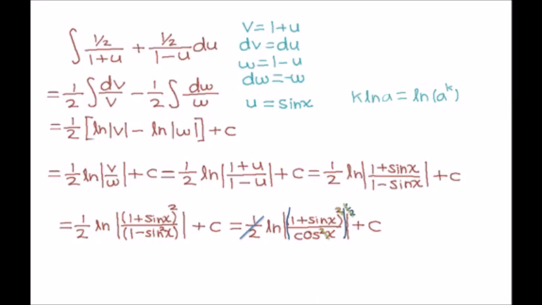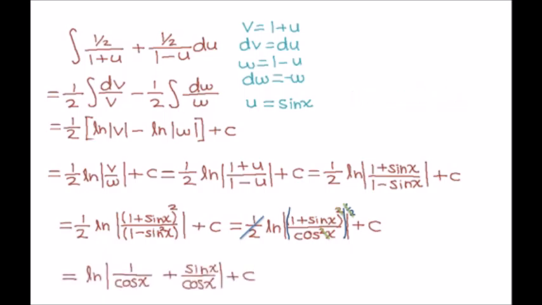Now by splitting up this expression into 2, we get 1 over cosine x plus sine x over cosine x. From here, it should be blatantly obvious that 1 over cosine x is secant x, while sine x over cosine x is tangent x. Therefore, we end up with the natural log of secant x plus tangent x, and this ultimately is the answer of our integral.